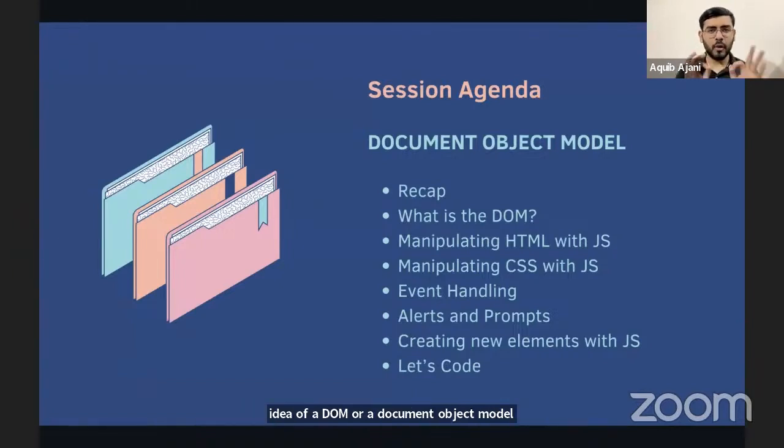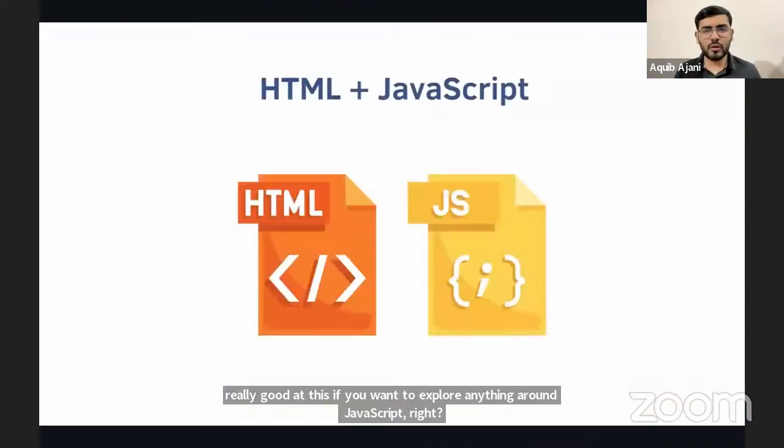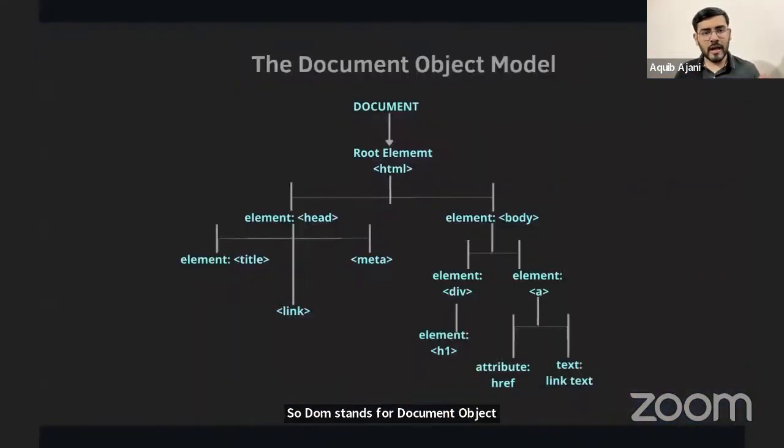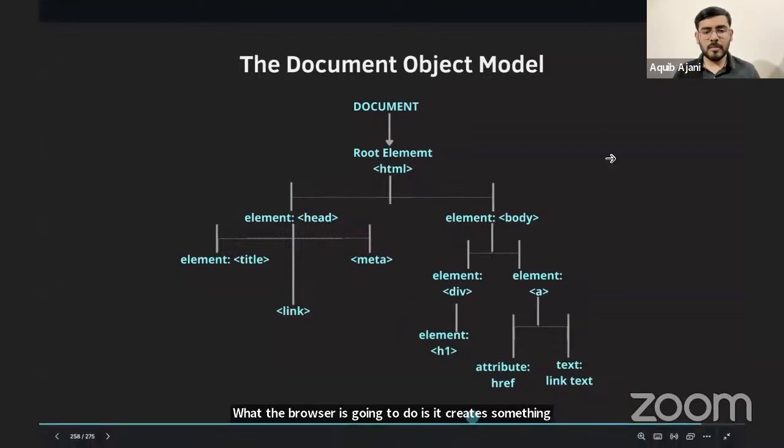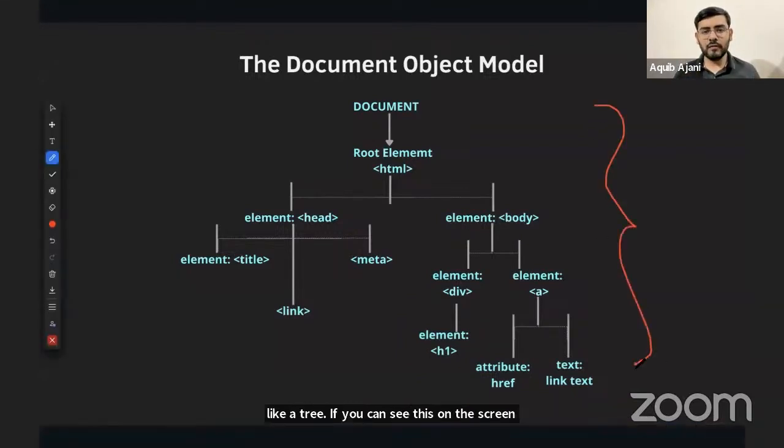It is a very important concept and you need to be really good at this if you want to explore anything around JavaScript, right? So DOM stands for Document Object Model. And here is a quick example of how that works. So very simply put, whenever we load any HTML document in the browser, the browser creates something like a tree. If you can see this on the screen, the browser creates a tree of this manner.